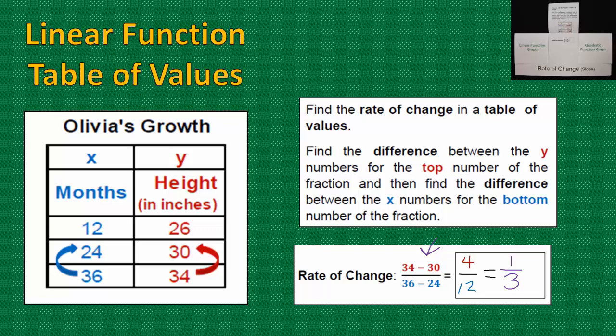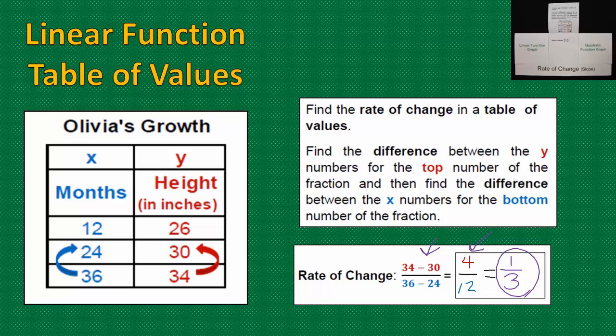34 minus 30 is 4. 36 minus 24 is 12. So this is our rate of change, or our slope. But we could reduce that fraction to 1/3, so our final slope or rate of change number is 1/3.